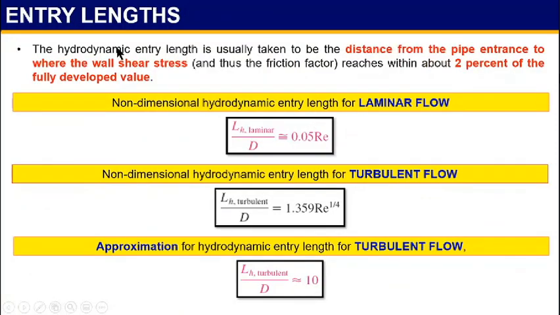Alright, the hydrodynamic entry length is usually taken to be the distance from the pipe entrance to where the wall shear stress reaches within about 2% of the fully developed value. The non-dimensional hydrodynamic entry length for laminar flow can be calculated using this equation: the laminar entry length over D equals 0.05 times the Reynolds number. The non-dimensional hydrodynamic entry length for turbulent flow can be calculated using this equation. And as an approximation, the hydrodynamic entry length for turbulent flow is almost around 10 diameters. Okay, so this is for entry length.